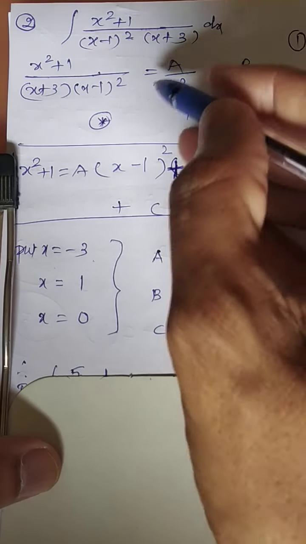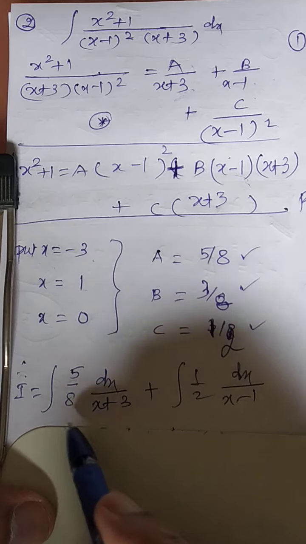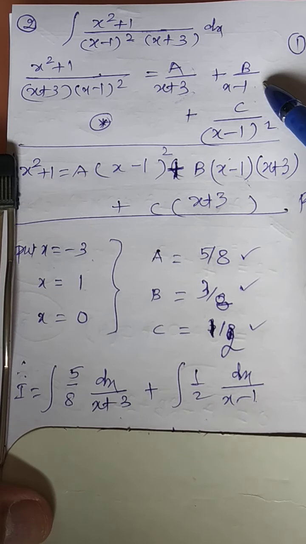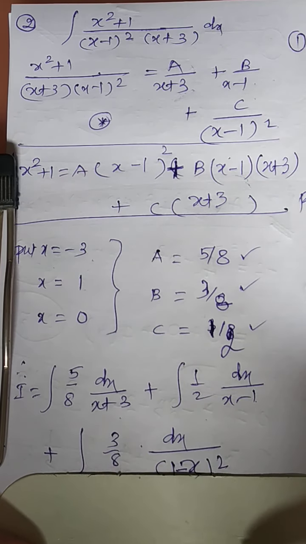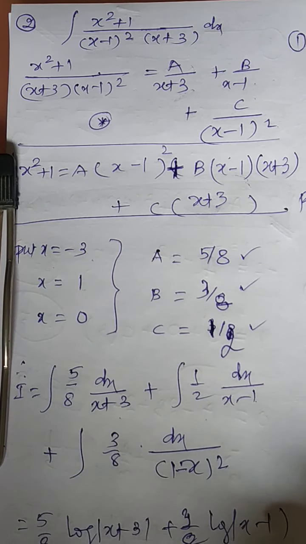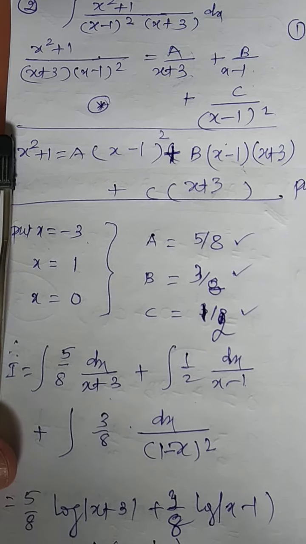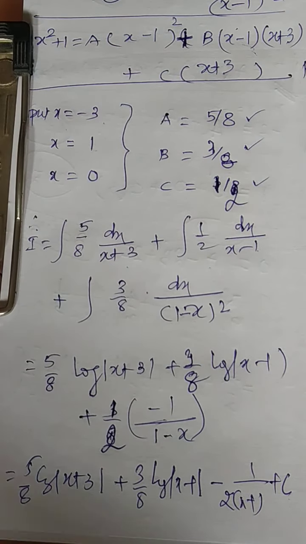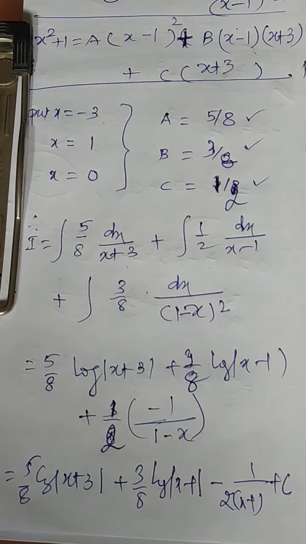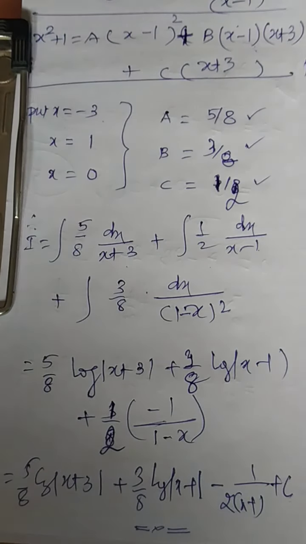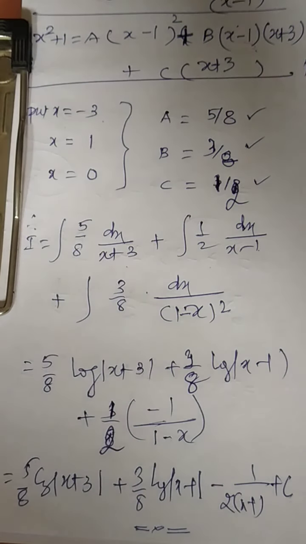So that A, B, C to be replaced in the star expression. 5 by 8 this expression, 1 by 2 this expression. The value of B is to be replaced by 3 by 8 and x minus 1. And then later on you integrate, you will be getting the required solution. So this is the method of answering the partial fraction question. There is one more concept in partial fraction that we will take up next.